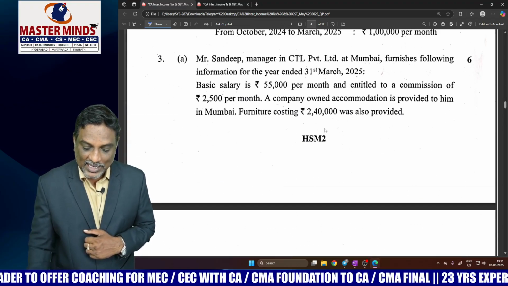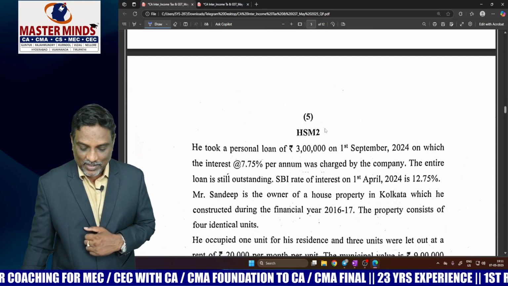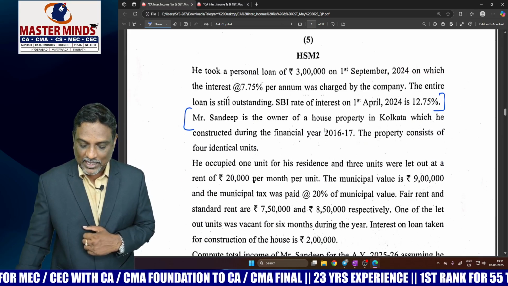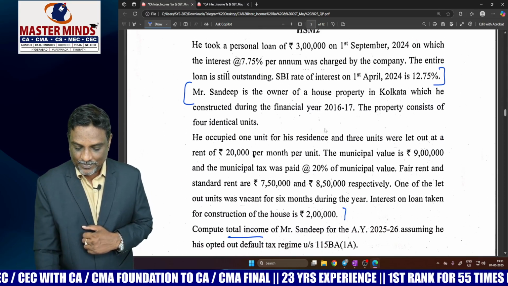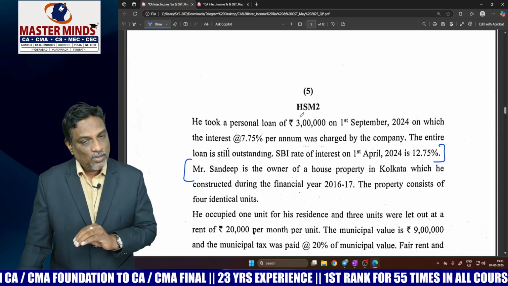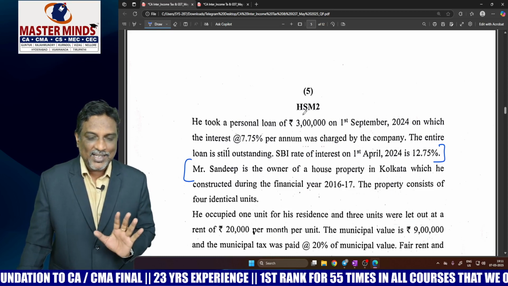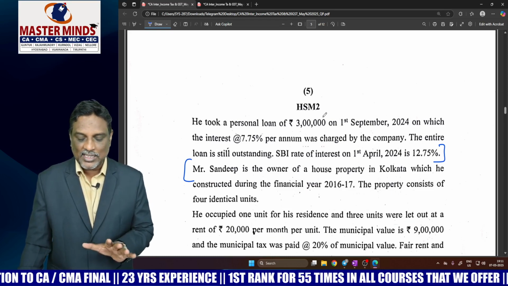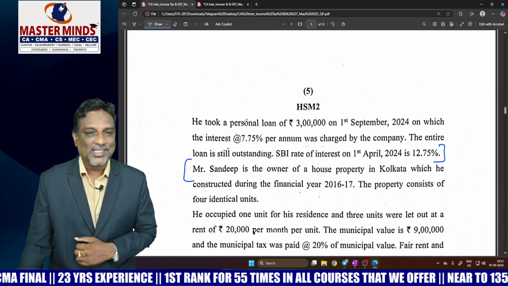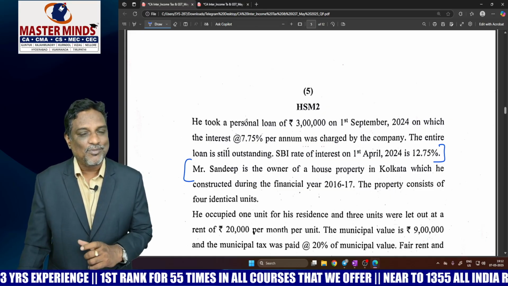One is the salaries head. This is the salaries head up to this point. The remaining point is the house property head. 2 heads involved in this problem. Both the heads are very easy. Too easy a problem. Even below-normal students can do this problem very easily because all those points are fundamental points. But 2 different heads of income are involved in this problem.